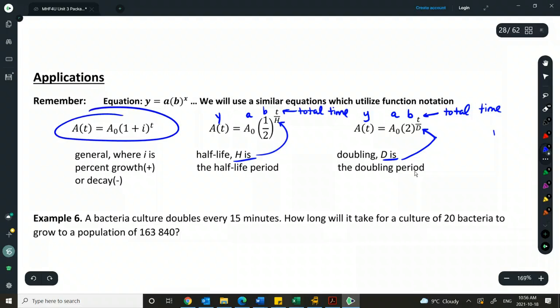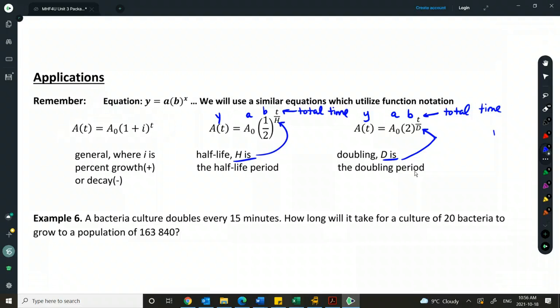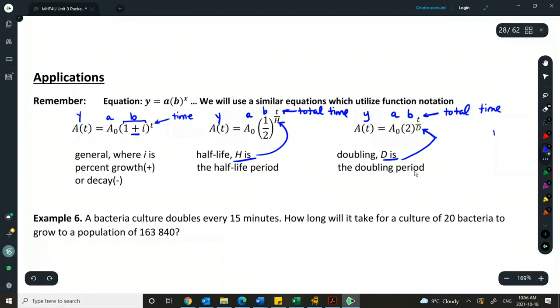Okay, and then this is very similar to our compound interest. So this is just, again, for percent growth or decay. We will add for growth and subtract for decay. So you choose which one you're going to use for that, either plus or minus. And again, this is like your y, this is like your a. This is sort of like your b, this whole thing here. And then this will be like time in years usually, but total time.